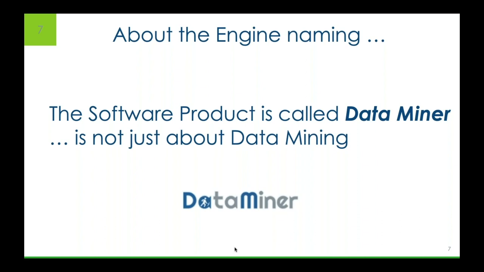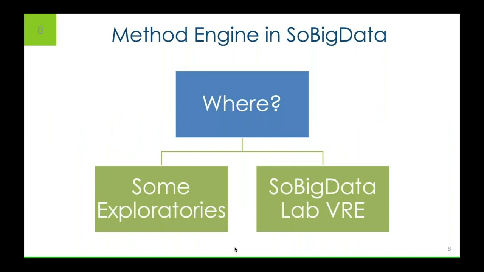About the engine naming, you will probably already have seen it. The software product, so the method engine, is called DataMiner. It's not just about data mining, but it's the name that we gave it a while ago, and it is the software product name.